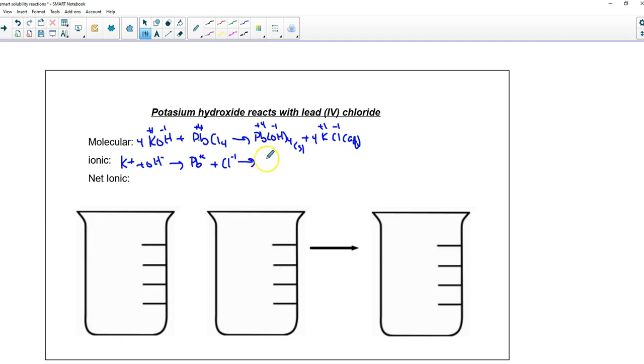Yields Pb(OH)4 plus KCl. Let's draw this out. K plus, OH negative, Pb plus 4, plus Cl minus, Cl minus, Cl minus, Cl minus. Now I would need more of my hydroxides to match up with these, so 2 of them is pretty skimpy. So I'll draw a few more of these in here just so I have some hydroxides to grab onto.